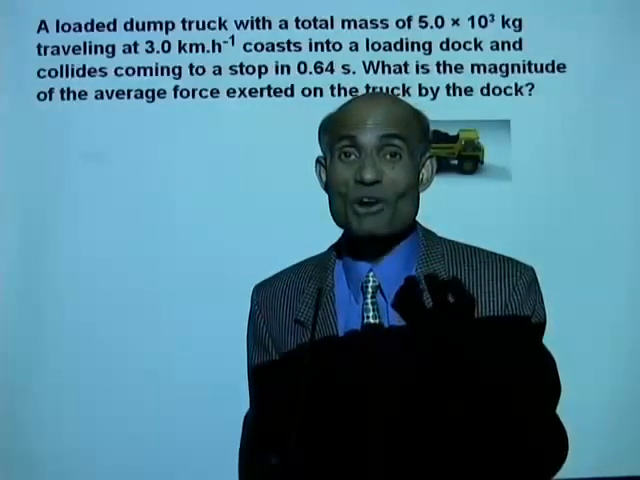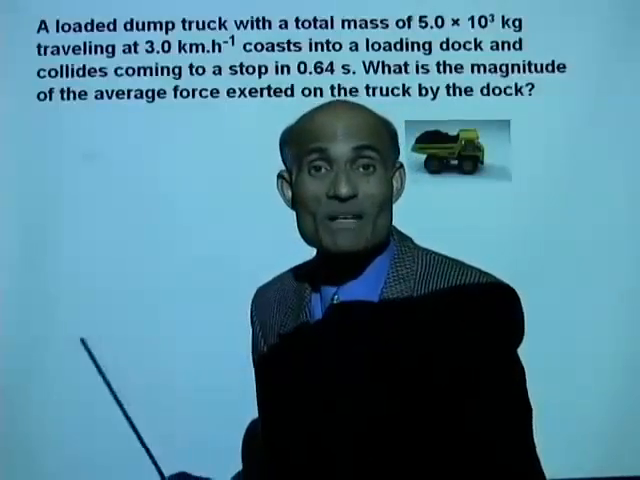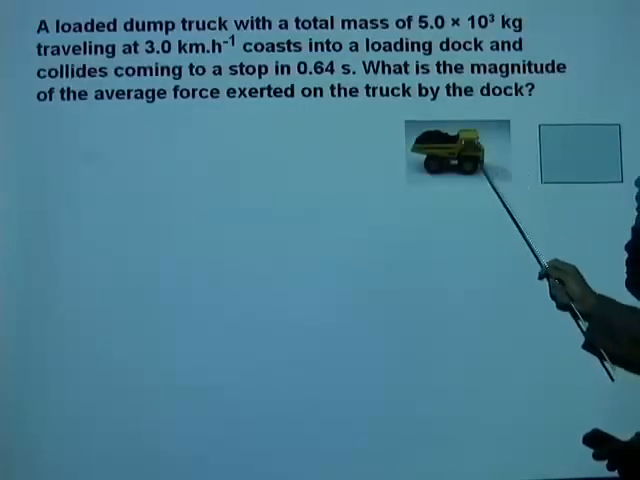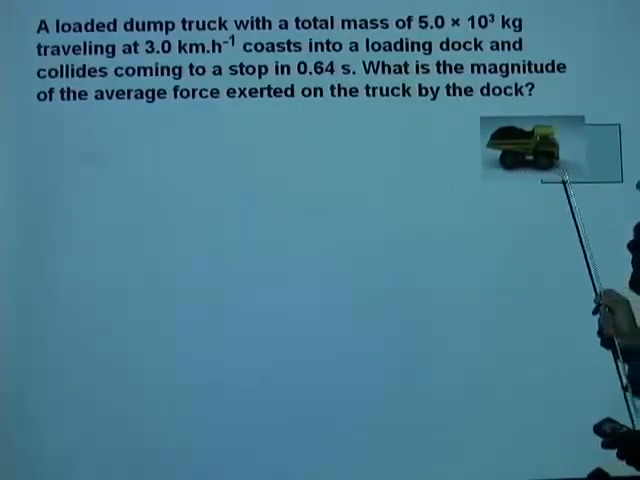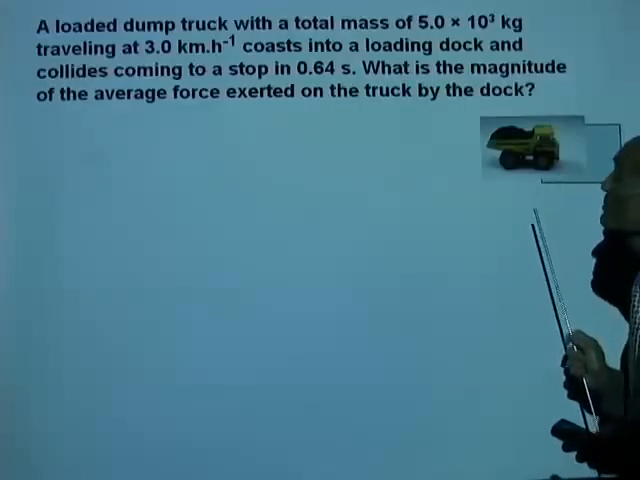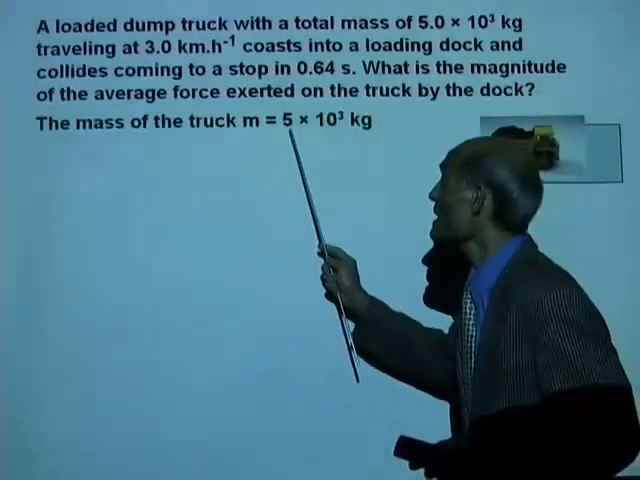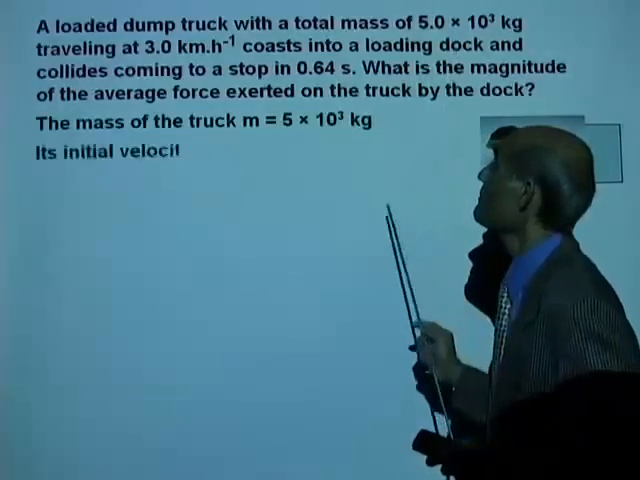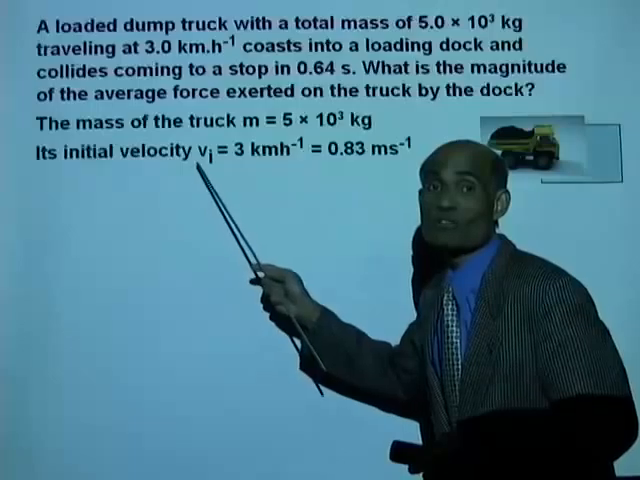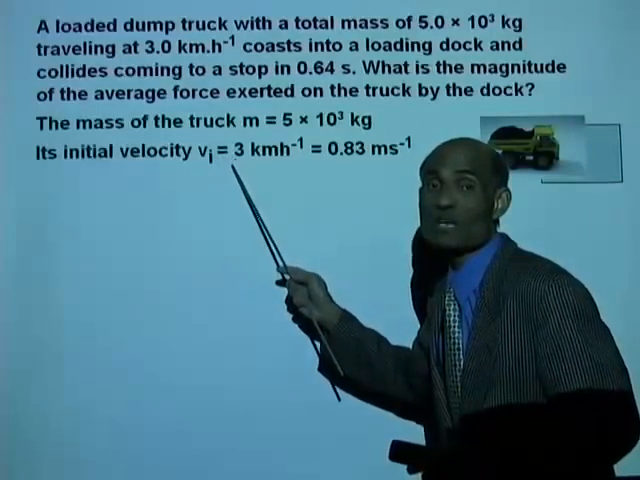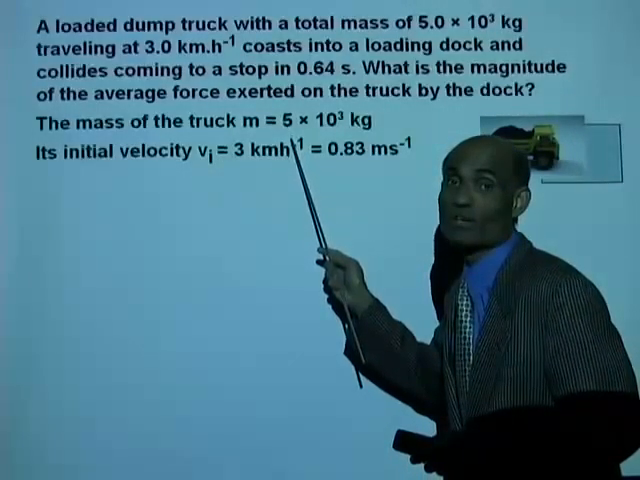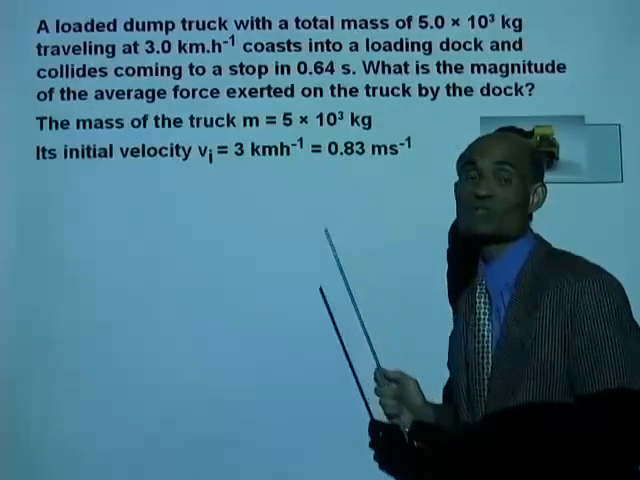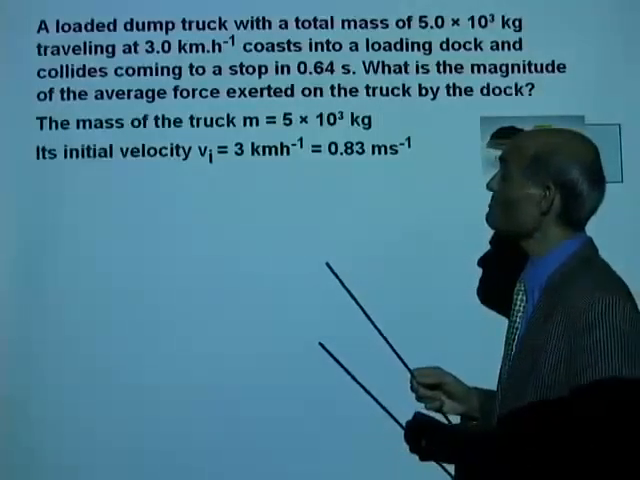Force is a measure of the rate of change of momentum. Alright, let's do that. Here we have the dock, and this is the truck hitting and coming to a stop. The mass of the truck is 5 times 10 to the power of 3 kilograms. Its initial velocity vi is 3 kilometers per hour. Convert that to meters per second. Divide by 3.6. That is 0.83 meters per second.